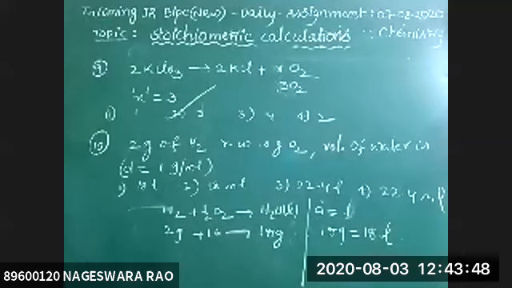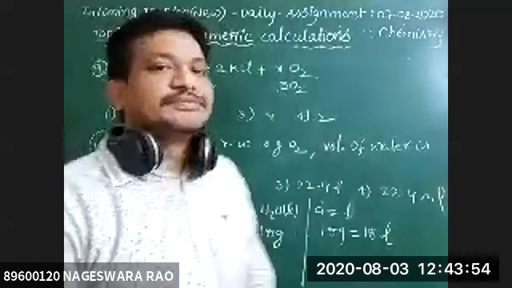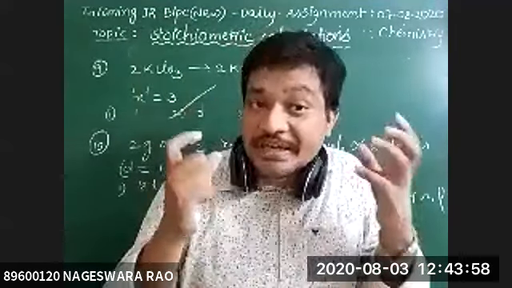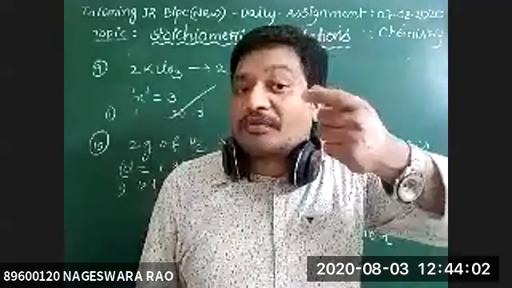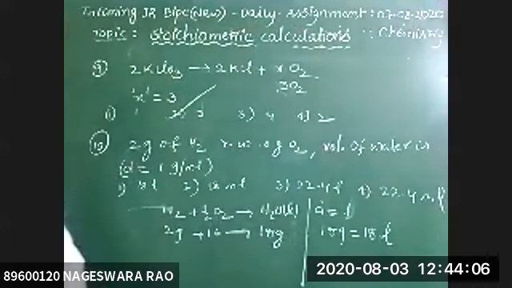So 2 grams of hydrogen react with 16 grams of oxygen. What is the volume of water in this reaction? In this reaction, 18 grams of water is produced. So what is the volume of water? 18 ml. That is the very, very important step.